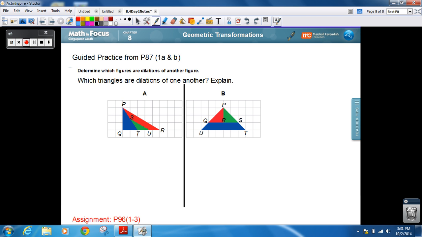Your guided practice for this section is page 87, 1A and B. And this is the picture that goes with it. To understand what it's asking, you can go to page 87. Your assignment then is page 96, 1 through 3.